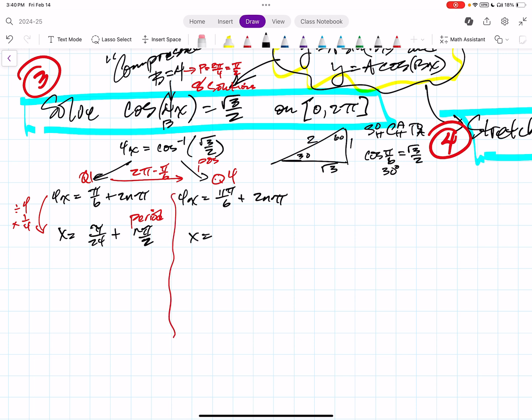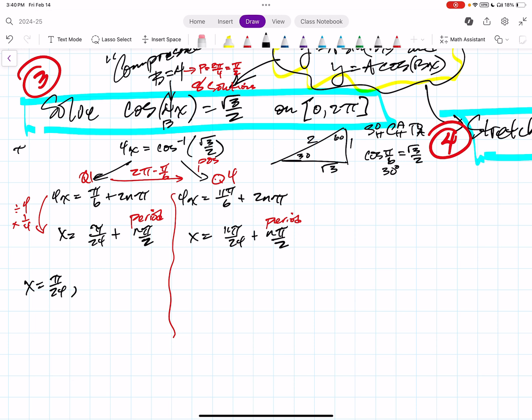Now on the next one, we take a fourth of 11 pi over 6, which is 11 pi over 24, plus n pi over 2, which is your period again. Again, this is just multiples of the period, which you guys got to get used to. And then what are your solutions? Well, we're looking for 4 on the first one, 4 on the next one. So we have pi over 24. What's the next one? We got to add pi over 2.